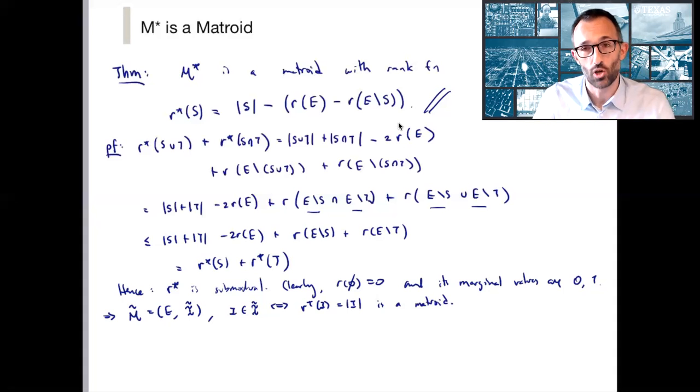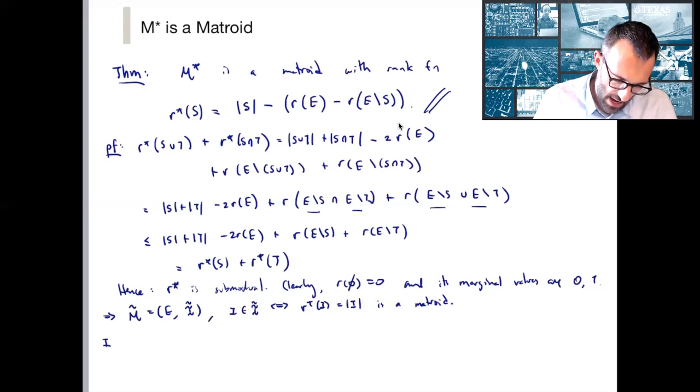And now we just need to show that actually this is the matroid that we wrote down up top, in other words, on the previous slide, which is the dual matroid. So I need to show that this matroid M tilde is in fact M star. So let's see how that works.